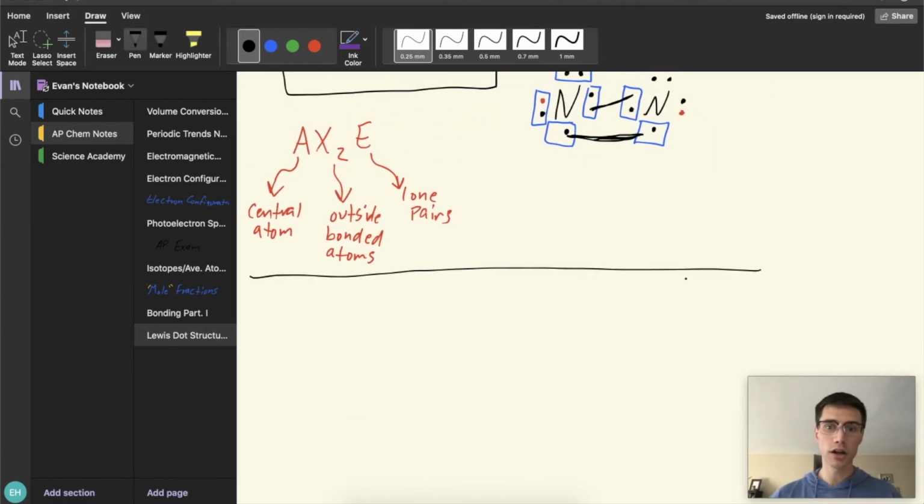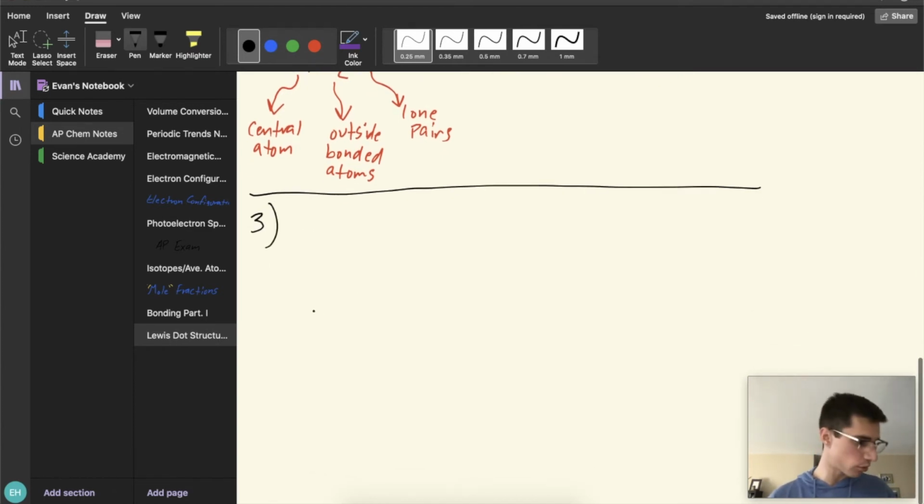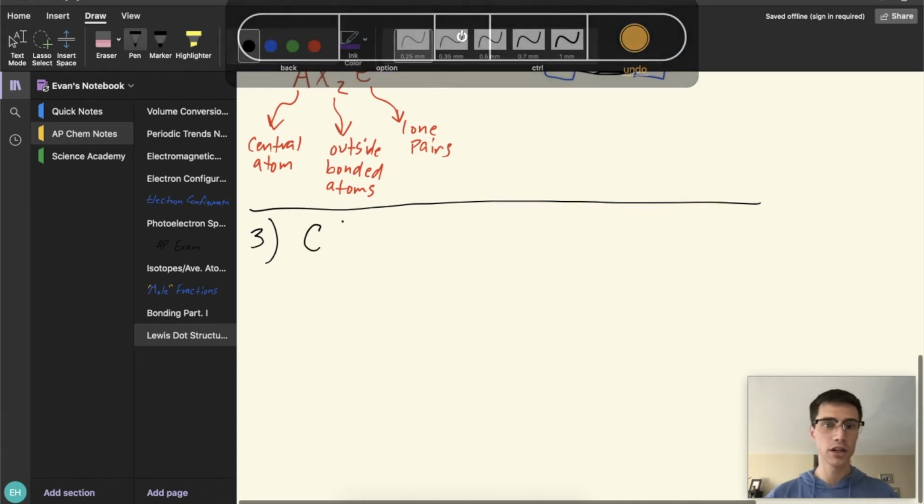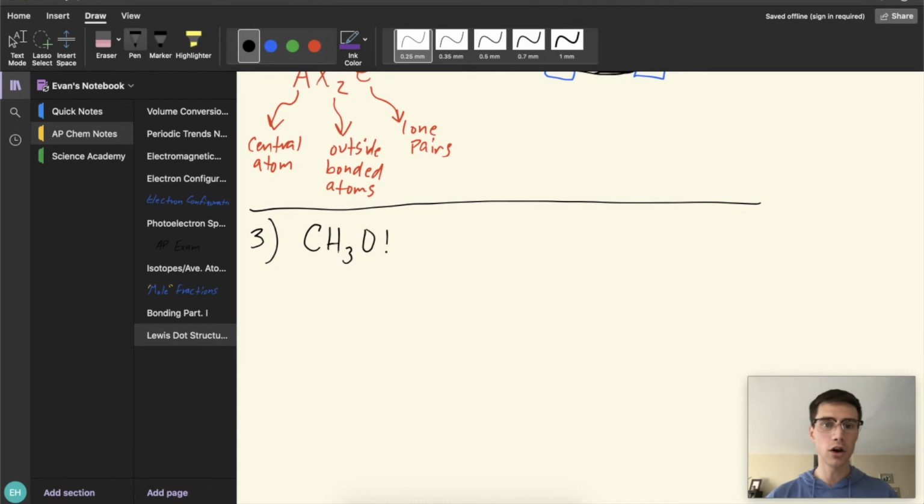Okay, moving on to number 3. Now this one again does not really have a central atom, but this is a really good example. And if you ever take organic chemistry, this will help you out a lot, because organic chemistry is all about forming covalent bonds and large molecules with things like carbon, hydrogen, oxygen, and nitrogen. So what we're looking at here is CH3OH. Now this is actually a molecule called methanol, which is a flammable liquid, and it's something you don't want to ingest because it'll actually make you go blind, but we'll talk about that later.